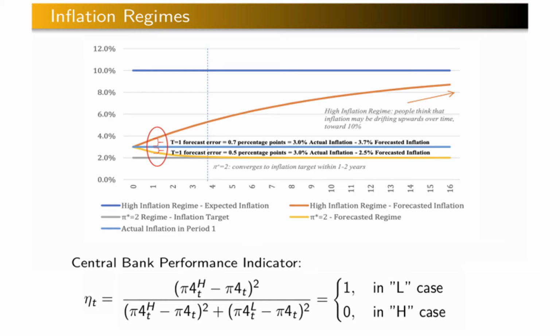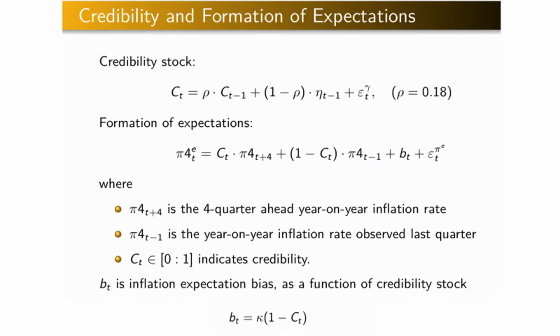Credibility connects to the rest of the model through the inflation expectations channel. Inflation expectations are equal to credibility as a coefficient on the forward-looking part of inflation expectations, plus 1 minus credibility multiplied by the backward-looking part. B represents an expectation bias, calculated as 0.1 times 1 minus credibility. Because the performance indicator is a number between 0 and 1, the same applies to central bank credibility, which is also a number between 0 and 1.